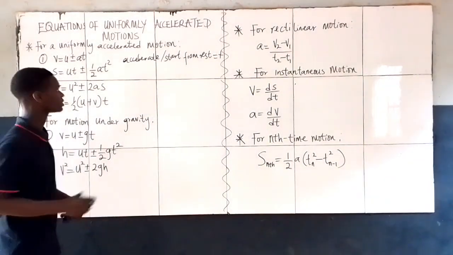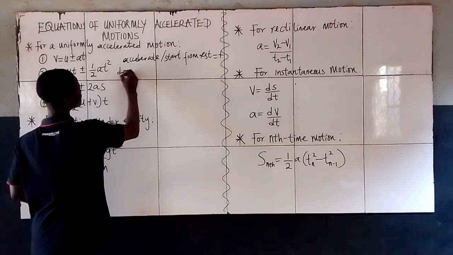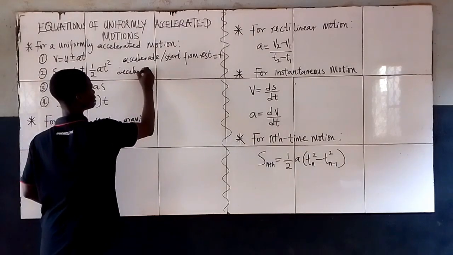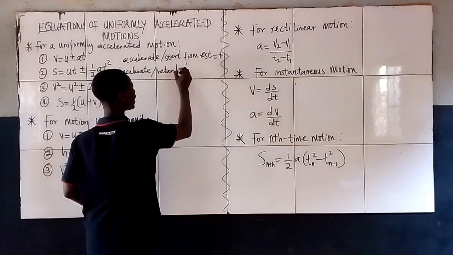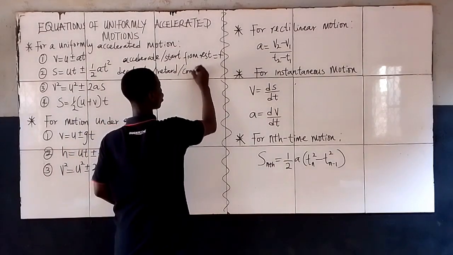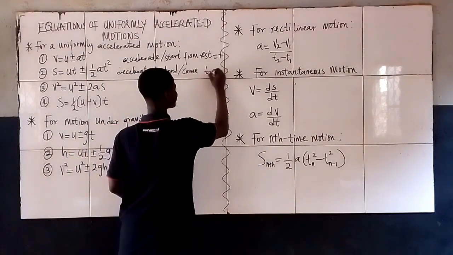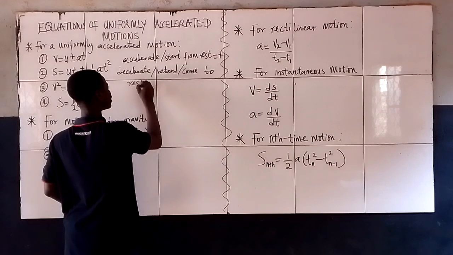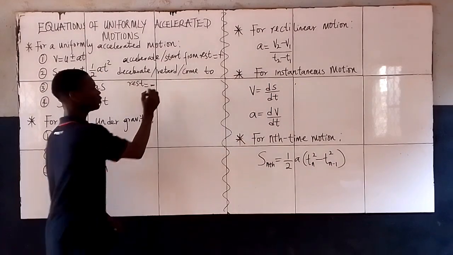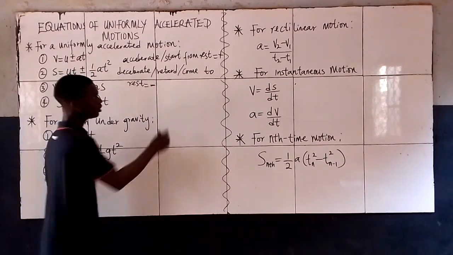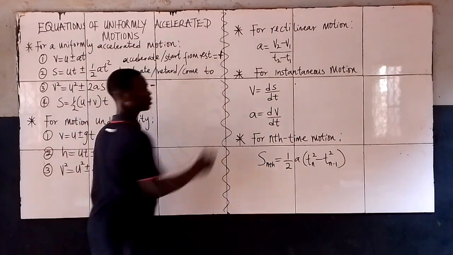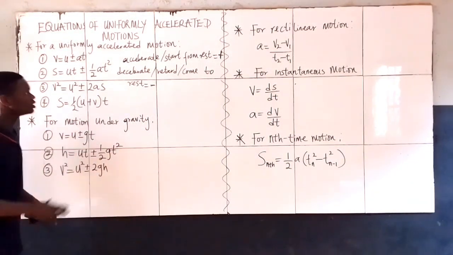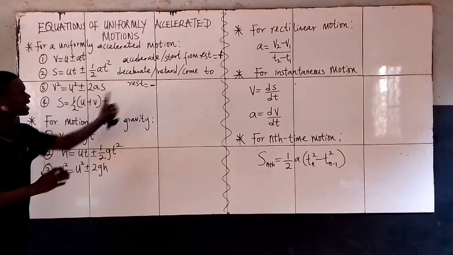Are we good? Now when you hear something like decelerate, or retard, or come to rest, or brought to rest, anyone you hear, you are going to be using minus. Or if it's accelerate or start from rest, you are going to be using plus. Guys, are we good? So these are the sign notations.